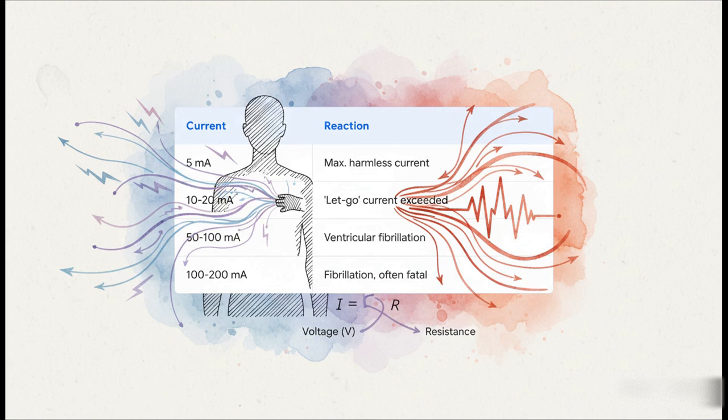It's pretty sobering. Only 5 milliamps, that's 5,000ths of an amp, is considered the maximum harmless current. By the time you get to 50 or 100 milliamps, you're talking about ventricular fibrillation. That's when your heart's electrical signals go completely haywire and it just can't pump blood anymore. And that is very often fatal. The key thing here is that it's not the voltage that gets you, it's the current that the voltage is able to push through your body's own natural resistance.